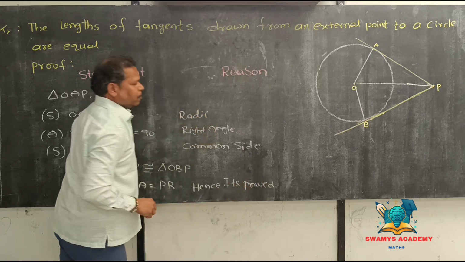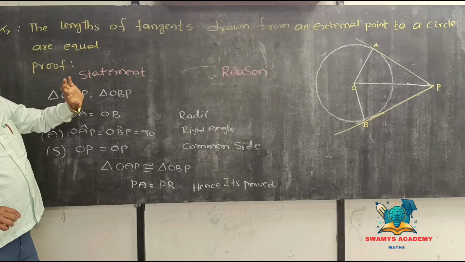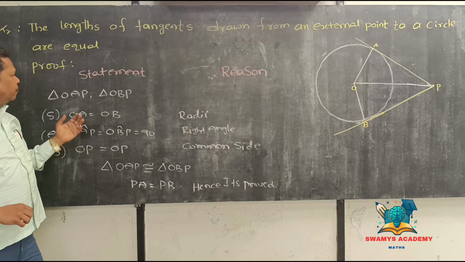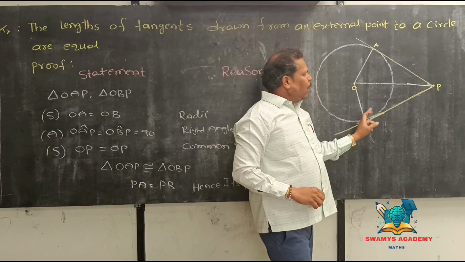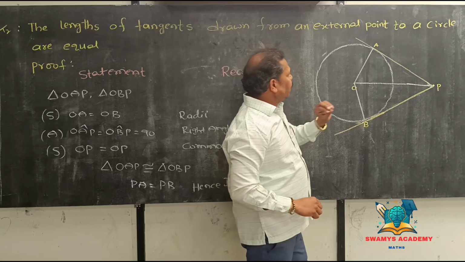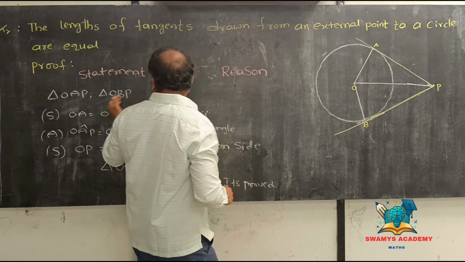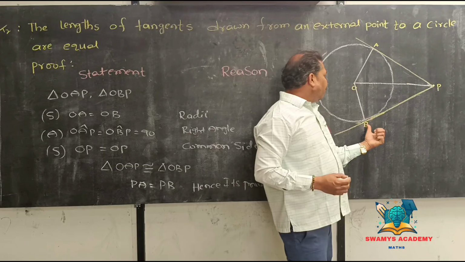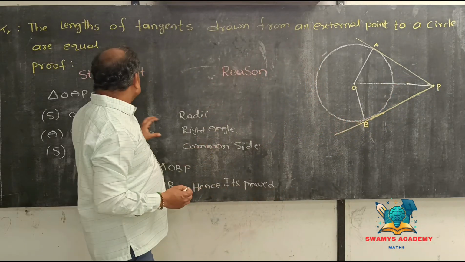So once again, from the beginning: the lengths of the tangents drawn from an external point to a circle are equal. The steps need to be written: data, to prove, construction, proof, with statement and reason. The data is: O is the center of the circle, P is an external point, PA and PB are tangents. To prove: PA equals PB. The construction is that we join OA, OB and OP.